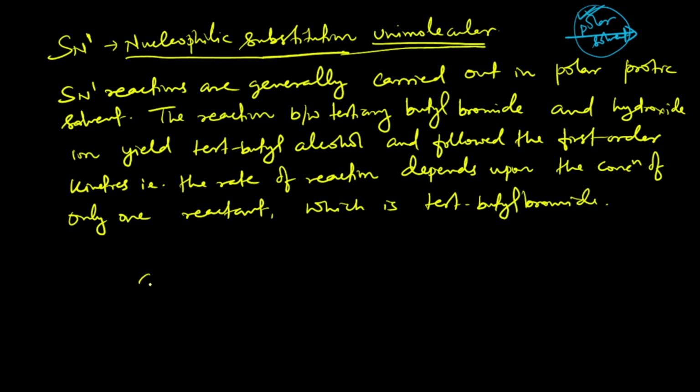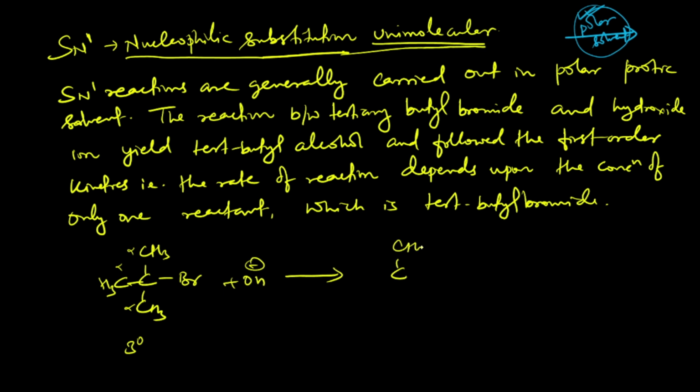You have this CH3, CH3, CH3. Why is this one tertiary? Because the carbon attached to the halogen is attached with 3 alpha carbons. This is alpha, this is alpha, this is alpha. So 3 alpha, so it is tertiary. Now, if you are reacting with OH minus, you will get CH3, CH3, CH3, and OH, correct? And your bromide will go away.